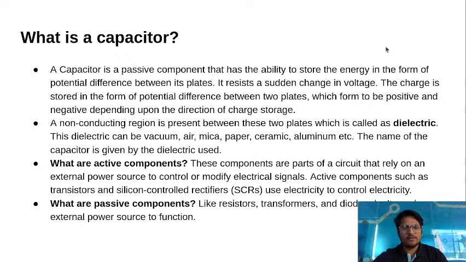Today in this video we are going to learn about capacitors and diodes. I hope you have watched my last video. In the last video we learned about switches as well as the potentiometer. And in the first video we learned about voltage, current and resistance, and also the series and parallel connection of LEDs. In this video we are going to learn about the capacitor and the diodes, which are very important components in electronics.